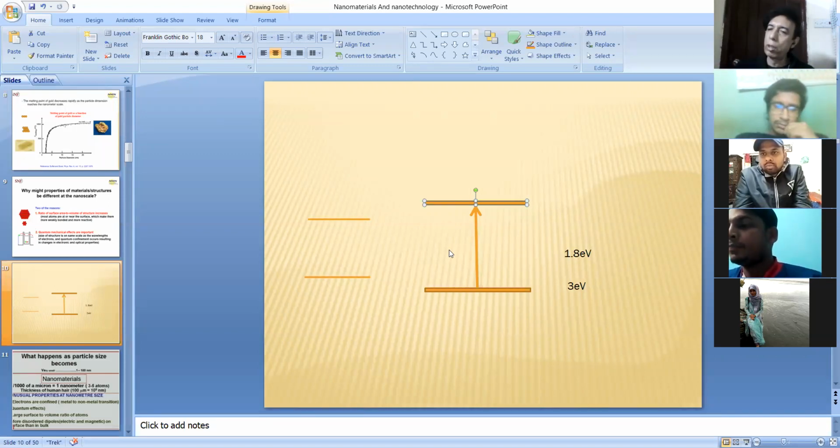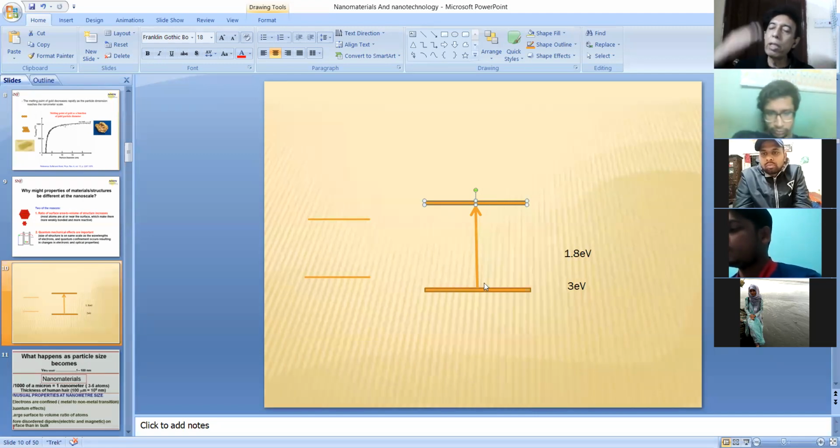Now, in the nanoparticle of gold, it will absorb energy of 3 electron volts. So when the electron comes from the conduction band to the valence band, it will radiate energy of 3 electron volts, and you will find another color, not the yellow.